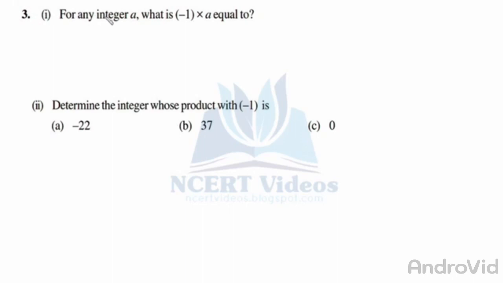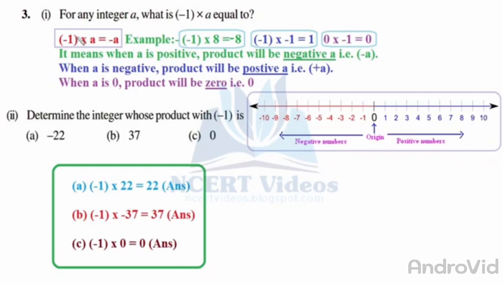Question 3. First, for any integer a, what is minus a into a equals to? Second, determine the integer whose product with minus 1 is given. So what we have to do in the first part: anything multiplied with minus 1 will give the number itself with negative sign. It wholly depends on a. For our integers, we have learned previously, if the integer is a positive number, in this case if it is 8, then the number will be 8 itself but with negative sign, because minus plus is minus.